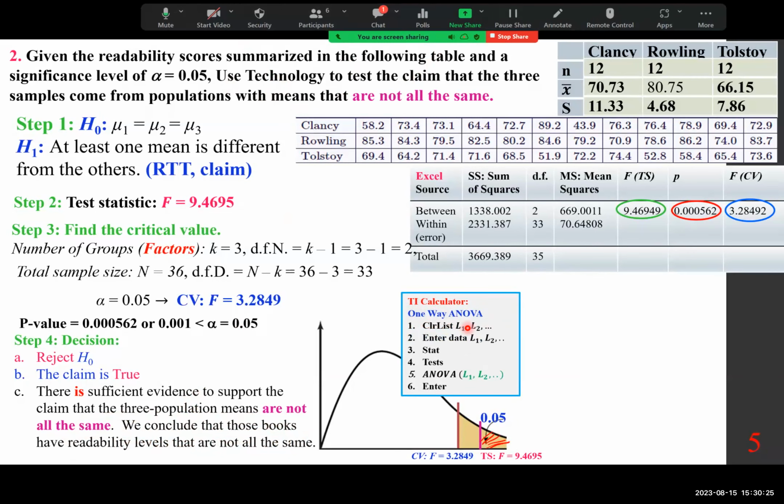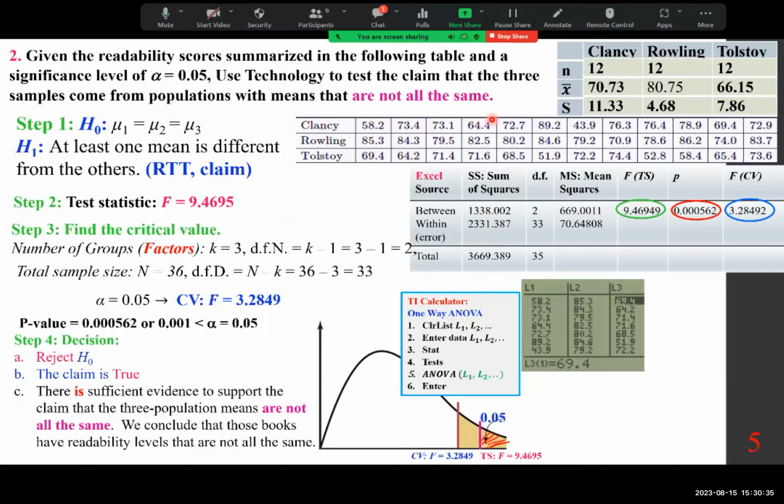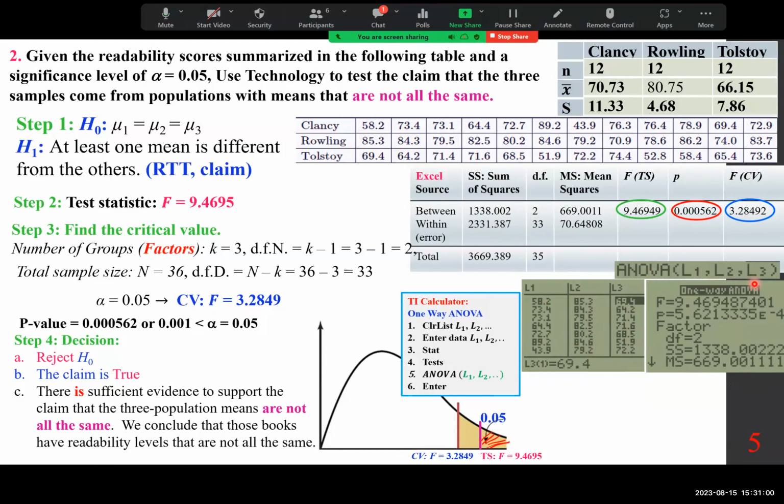You look for one-way ANOVA. First, you clear the lists that you need, and we need 3 lists. In L1, you put 58.2, 73.4, and so forth. For the second list, you put Rowling: 85.3, 84.3, and so forth. And the last one, Tolstoy, you put 69.4, 64.2. So you have the 3 lists. Then ANOVA, and you put L1, L2, L3, and it will do the job.